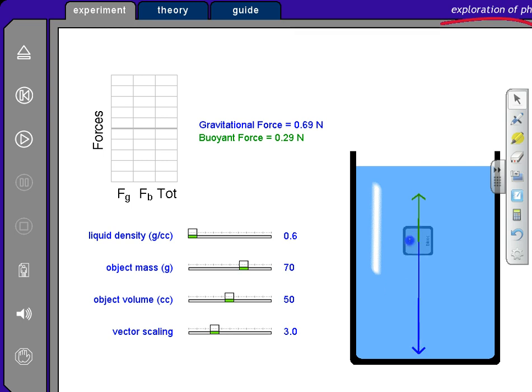Now, I need you to understand that the mass of the material of the object itself has no effect on how much buoyant force there is. I can make the cube more dense or less dense. When I make it less dense, you can see the weight is getting smaller. When I make it more dense, the weight is getting larger. But if the size of the object, the volume, doesn't change, then the buoyant force doesn't change either, because the buoyant force is just equal to the weight of the water that's taken up by the space of the cube itself.